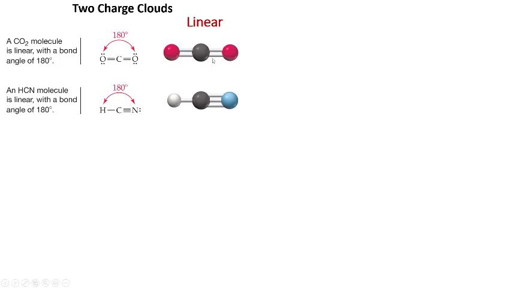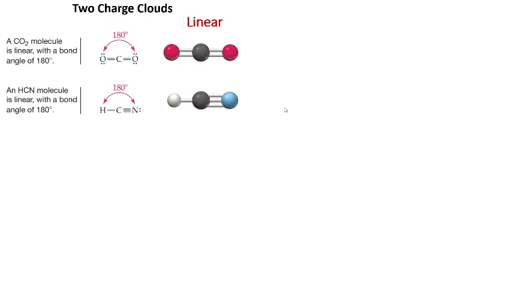So one charge cloud, two charge clouds. Even though this is a triple bond, it's a single charge cloud. So we're talking about how many charge clouds are around the central atom. The central atom has two each, and that is a linear shape with 180 degrees.